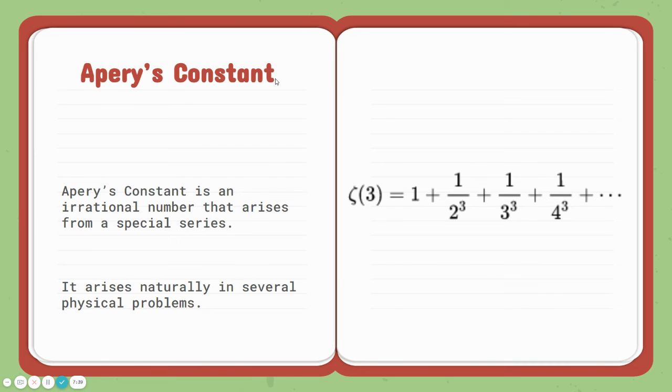Apéry's constant is an irrational number that arises from a special series. It arises naturally in several different physical problems, and as you can see, this is where you can derive it from, this equation here, where we have a series adding on increasingly smaller fractions.